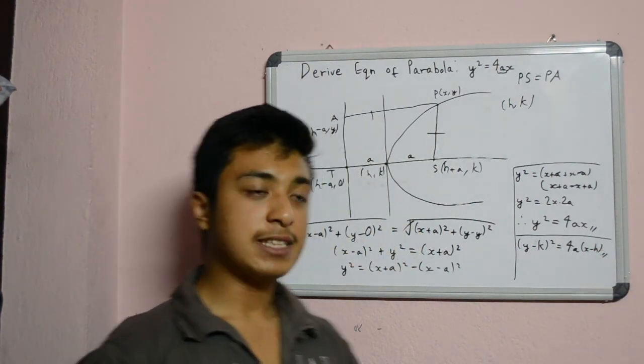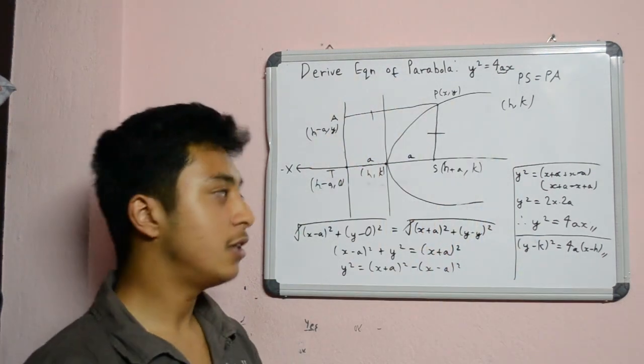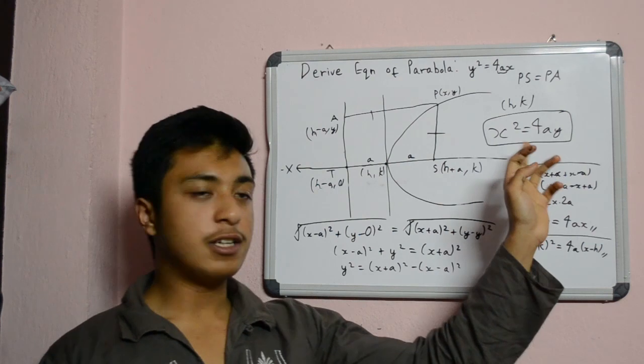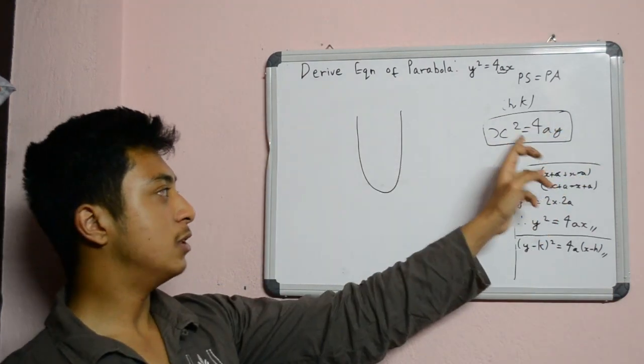As I mentioned earlier, with a similar approach and from the definition, please try to find the parabola with this equation right here, and a rough curve for this equation looks like this.